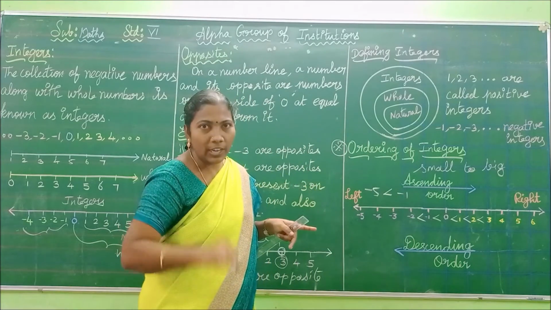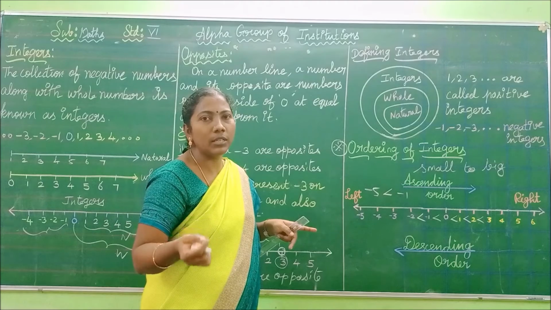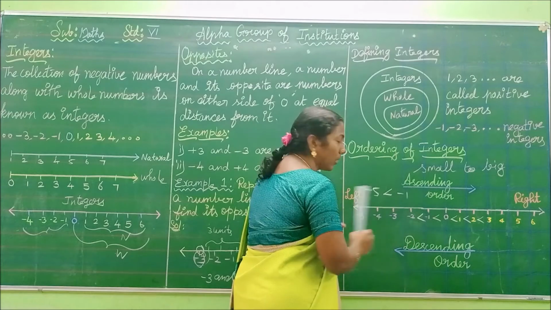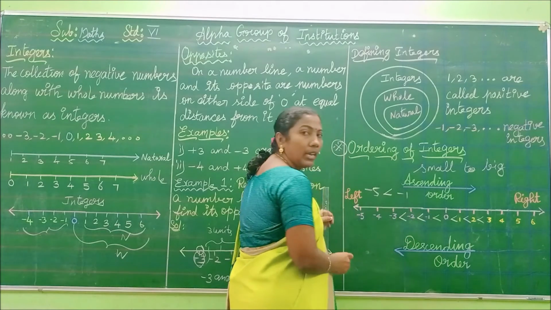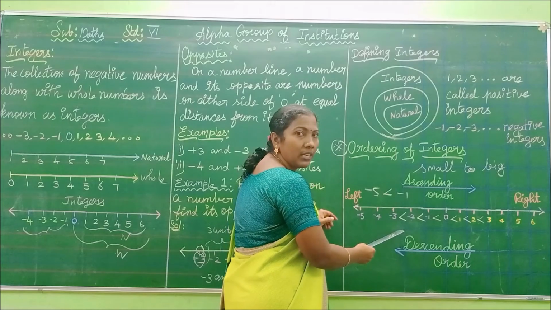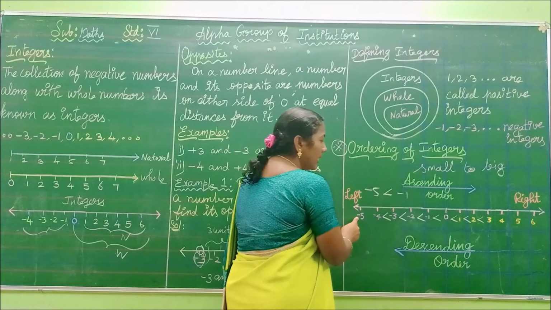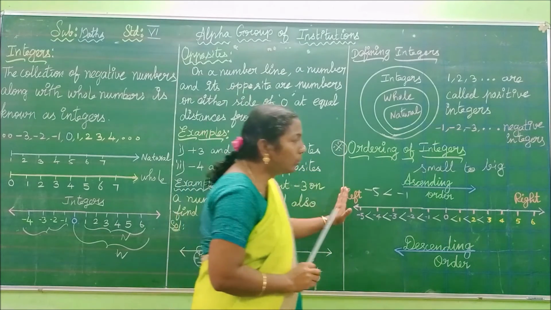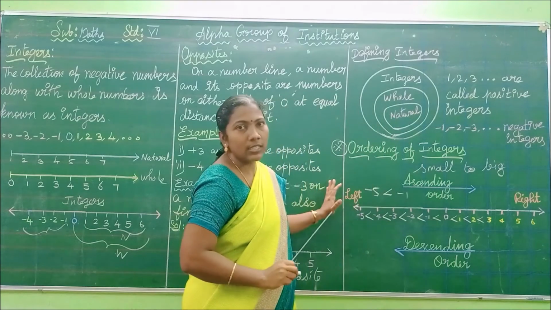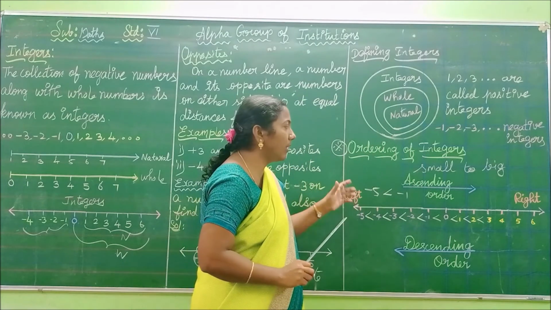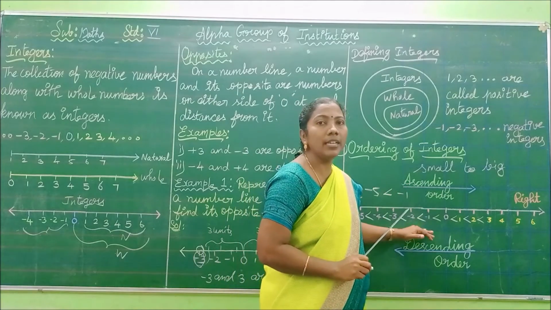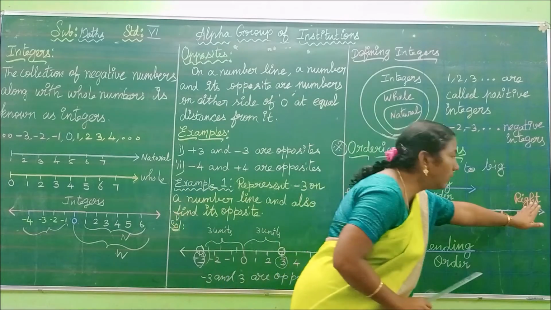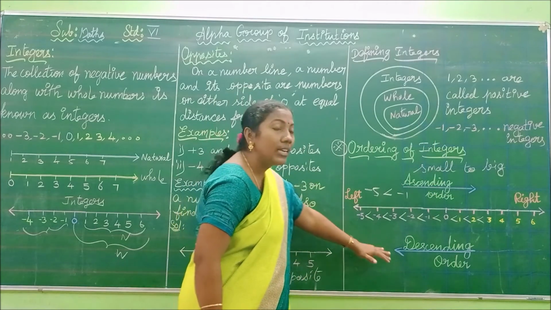While you are dealing with negative numbers, the small number is the bigger number, and the big number is the smaller number. See here, minus 2, minus 1, which is the bigger number? Minus 1. Minus 3, minus 2, which is the bigger number? Minus 2. Minus 4, minus 3? Minus 3. Minus 5, minus 4? Minus 4. So, while we move from left to right in the integers line representation, we can easily find the numbers are arranged in ascending order. Similarly, if you move from right to left, you can easily find the descending order.